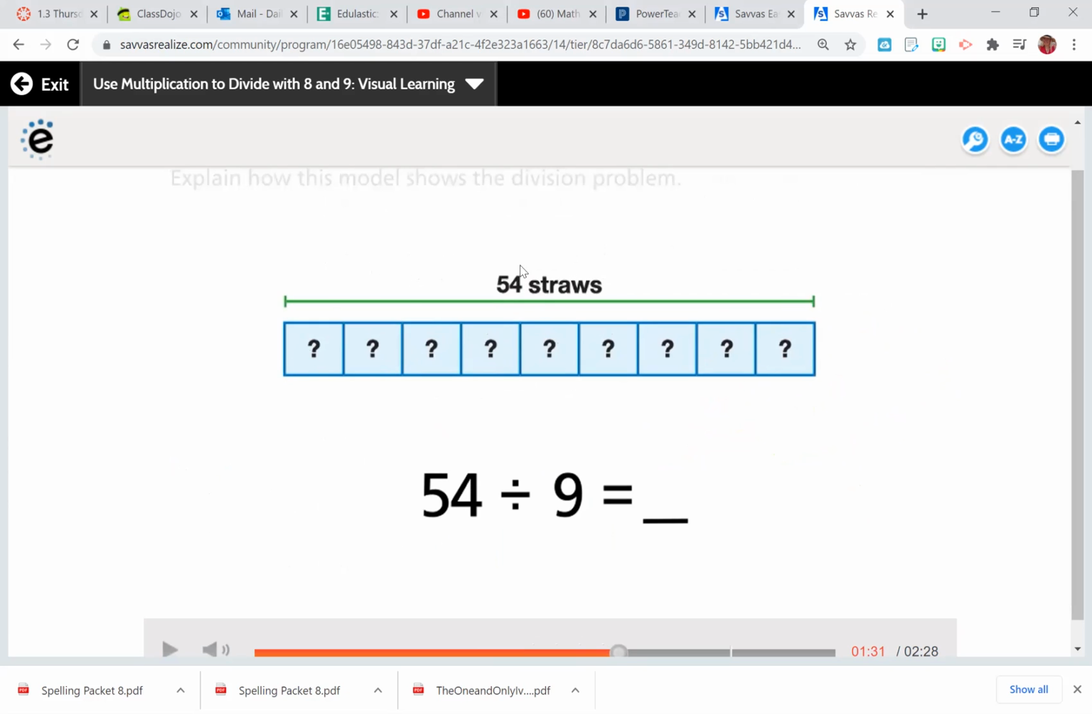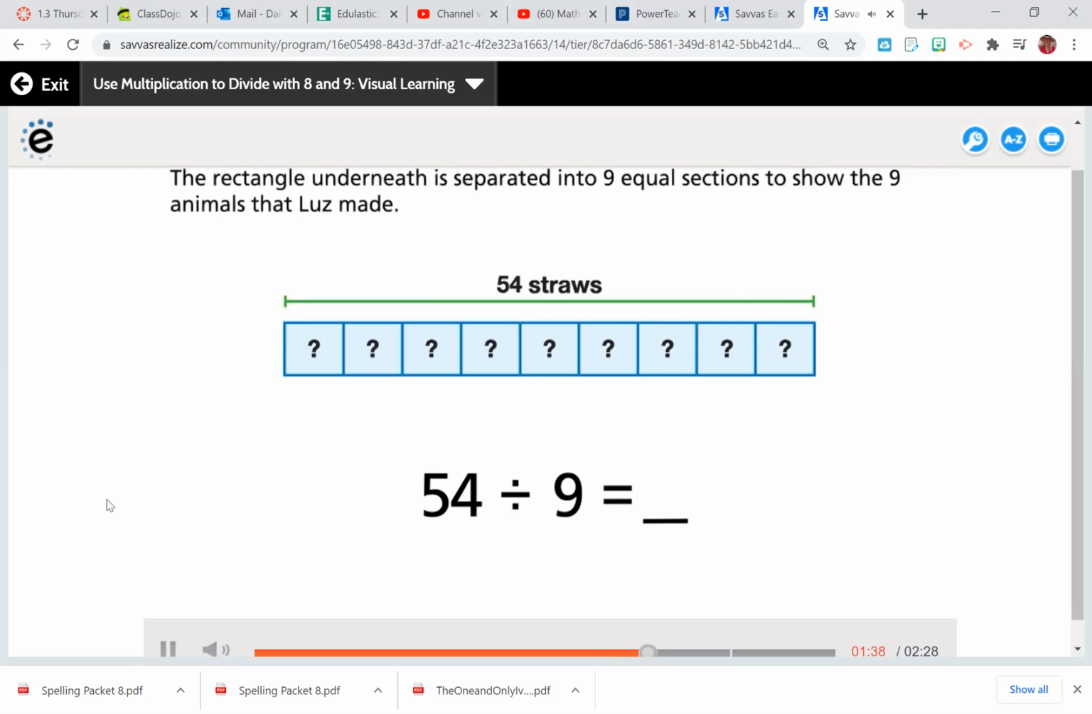If we divided 54 evenly, we would get the quotient. The line segment at the top shows the total number of straws. The rectangle underneath is separated into 9 equal sections to show the 9 animals that Luz made. The question mark indicates how many straws were used for each animal.